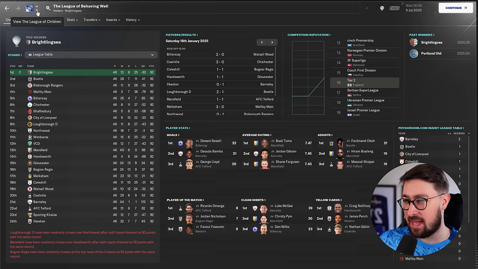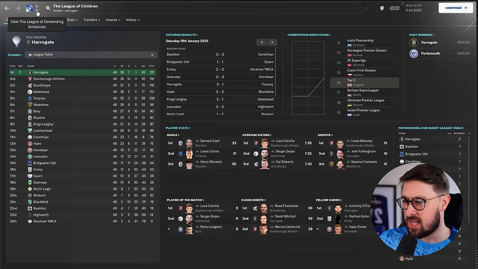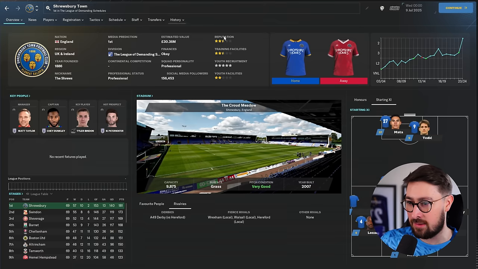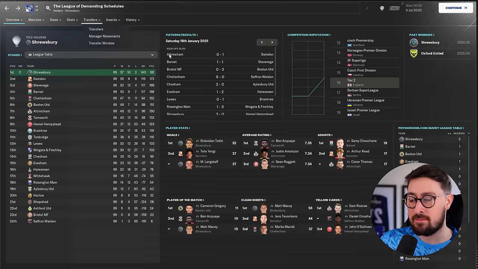Brightlingsea in the League of Behaving Well. Well done to them for being good boys. Harrogate have gone up from the League of Children. Shrewsbury up from the League of Demanding Schedules after their 69 games. So they have loads of money now. After, no, not that much, actually. Maybe that's not been updated, though, because remember, I think for some reason the tick over has not happened in this season, I don't think.